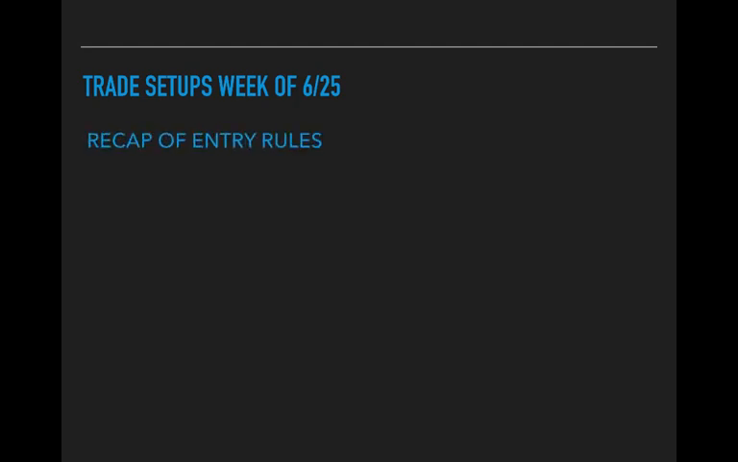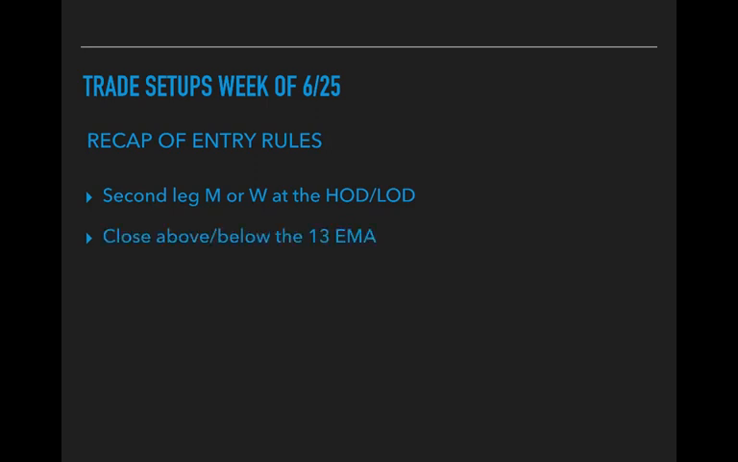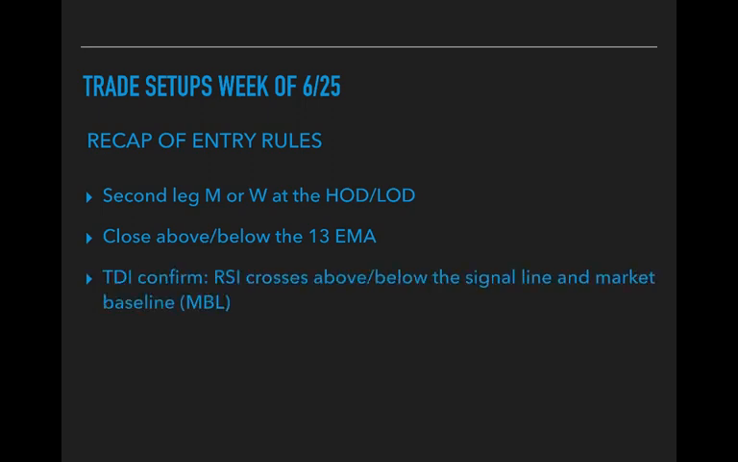Before we go into it, we're just going to recap our entry rules and what we're looking for when we identify a setup. First, we look for the second leg of the M or the W at the high of day or low of day. We look for a close above or below the 13 EMA. We look for TDI confirmation, that is, the RSI crosses above or below the signal line, and also above or below the market baseline, depending on whether it's a buy or sell.